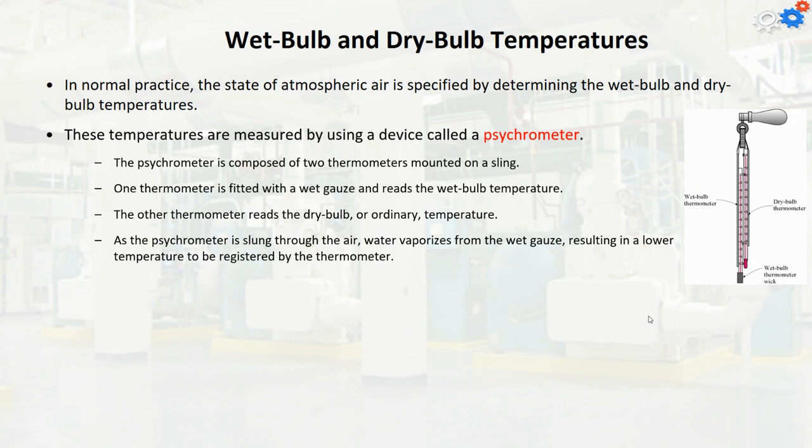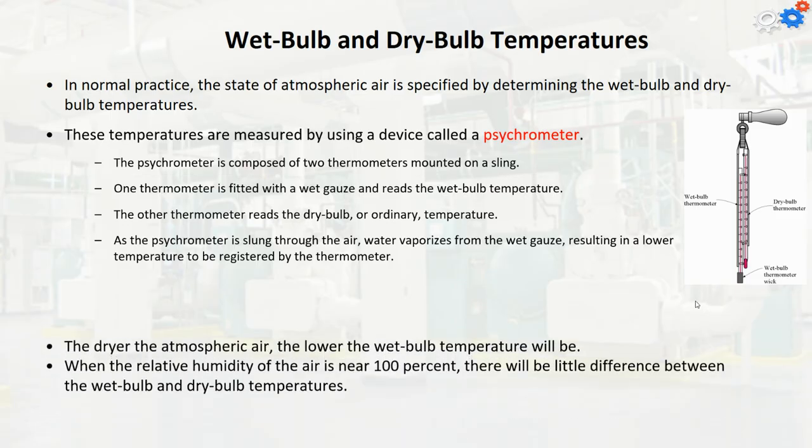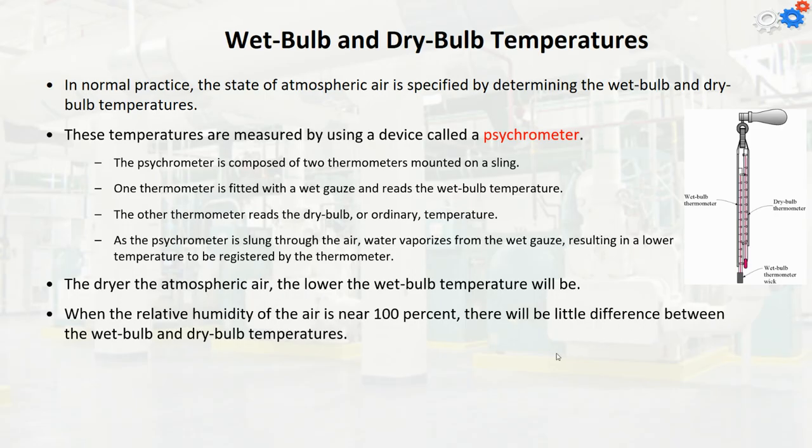So when you use the sling psychrometer, you need to know that the wet bulb temperature needs to be less than the dry bulb temperature. There's only one exception, when we have very high humidity, because the evaporation of water from the gauze is going to be at the minimum rate. The drier the atmospheric air is, the lower the wet bulb temperature will be, and when the relative humidity of the air is near 100%, there will be little difference between the wet bulb temperature and the dry bulb temperature.